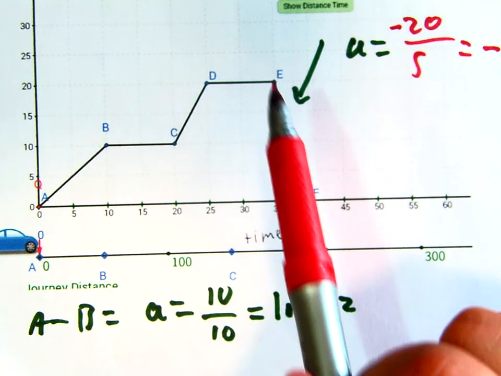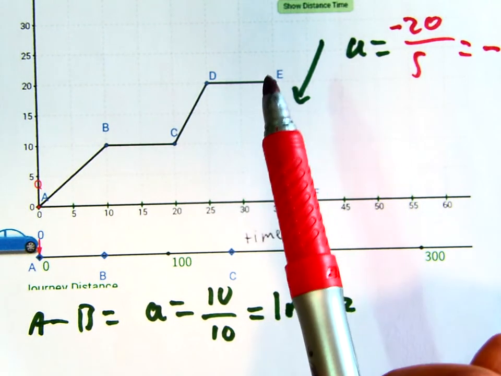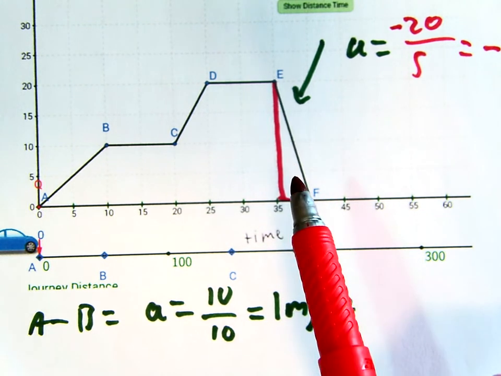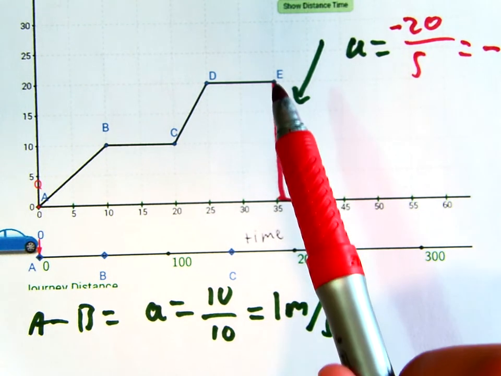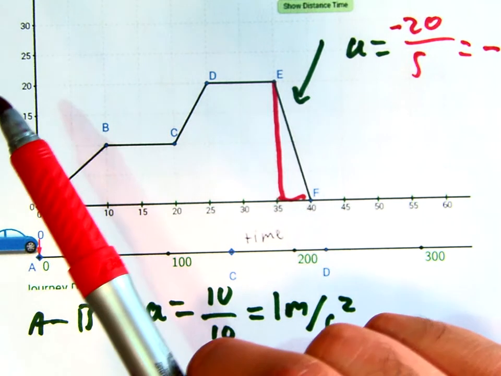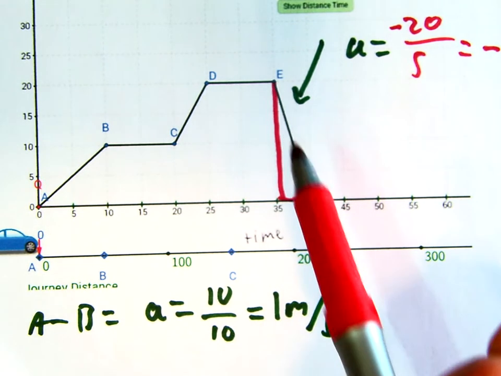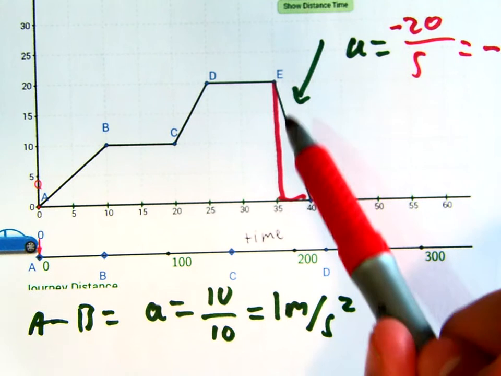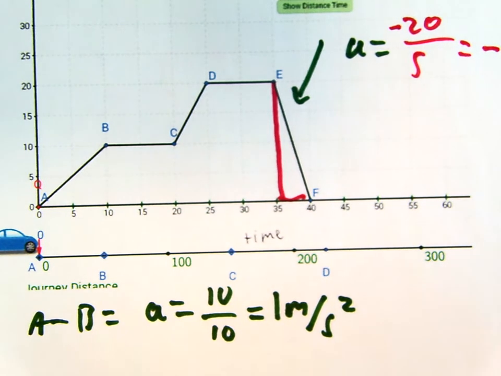What happens in E to F? Back to the origin? Nope, that's not what it's telling us. It tells us he is slowing down. How much does he slow down? Well, he slows down from 20 meters per second all the way down to 0, comes to a complete stop. Okay, so what happens here? He comes to a stop. There, that's part 1 and part 2.